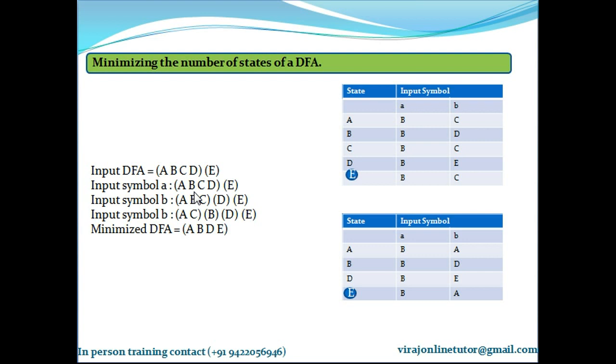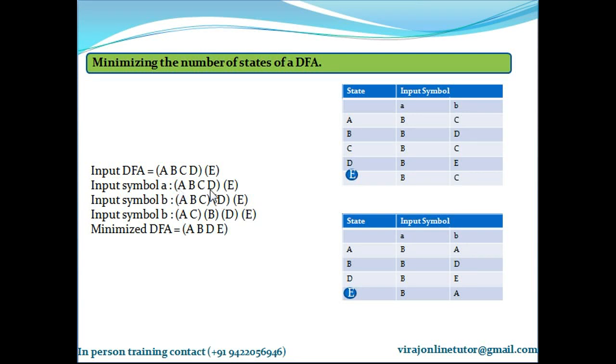That's why it doesn't get split up. E on A, where is E on A going? To B. Since it is the only state in its group, it doesn't get split up. So now we saw that on input symbol A, neither of these two subgroups splits up, because all of them on input symbol A go to the same subgroup.